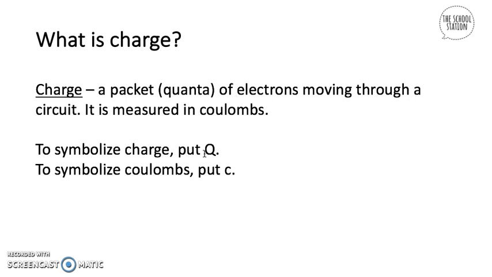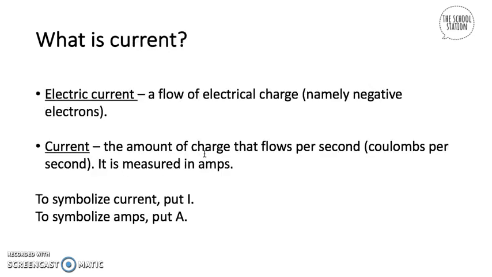So now we're actually going to be looking at what is current. Now that we've clarified what charge is, it may take a bit of time to process, but there are two types of current. There's electric current and just current by itself. Both of them are very similar. Electric current is a flow of electrical charge, namely negative electrons. As I said, charge is basically when a packet of electrons are moving through a circuit, and electric current is looking at the flow of it, so how easily it can flow in a way.